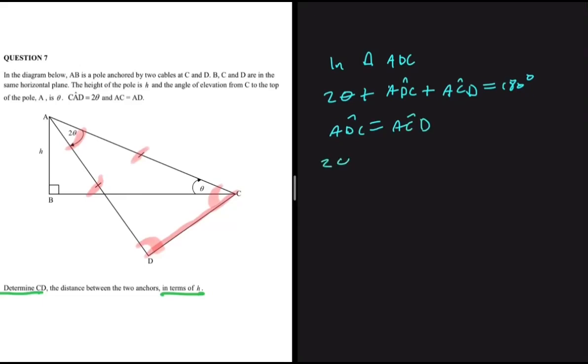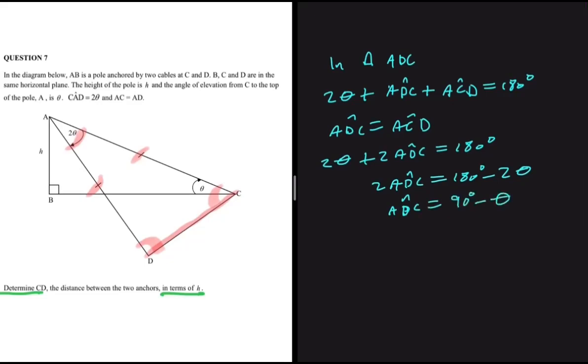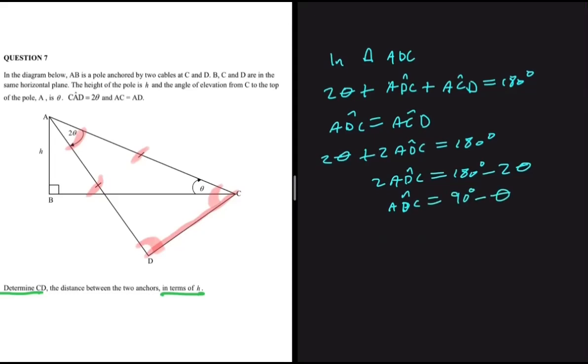So now we're going to have 2 theta plus 2 ADC being equal to 180 degrees. So now we have 2 ADC being equal to 180 degrees minus 2 theta. If you divide both sides by 2, you get ADC is equal to 90 degrees minus theta. So now we have this angle here, which is 90 degrees minus theta. This angle here is also 90 degrees minus theta.